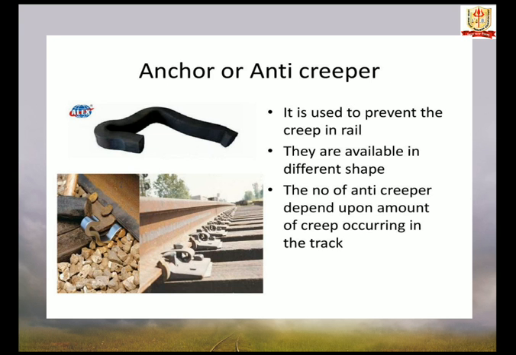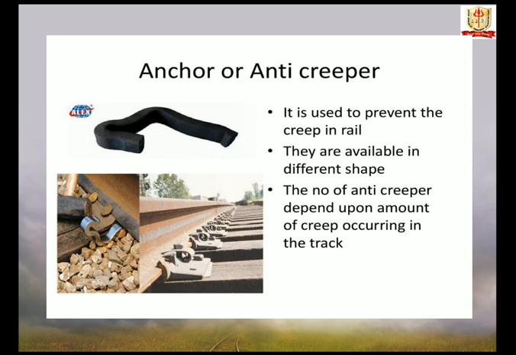Anchors or anti-creepers are used to prevent creep in a rail. They are available in different shapes. The number of anti-creepers depends upon the amount of creep occurring in the track. Anchors are fixed to the foot of the rails and kept in close contact, usually with alternate sleepers, on the side opposite to the direction of creep.